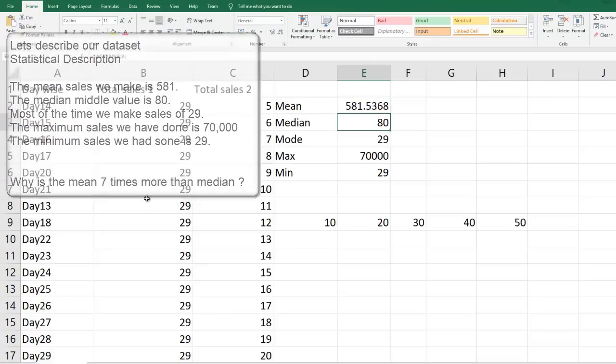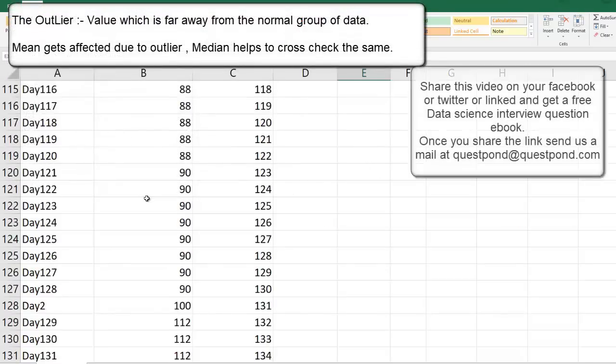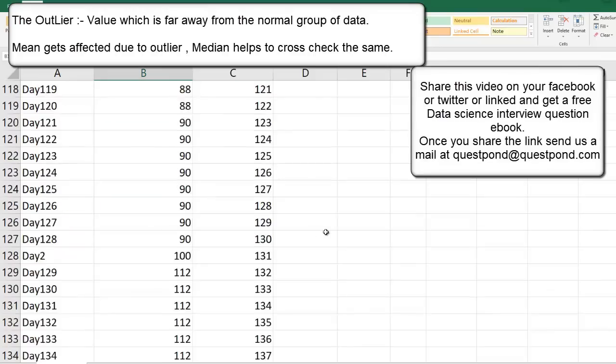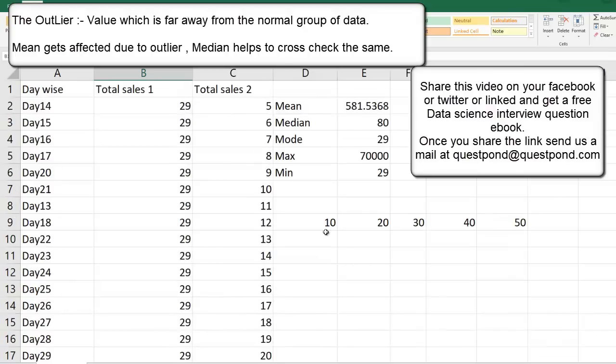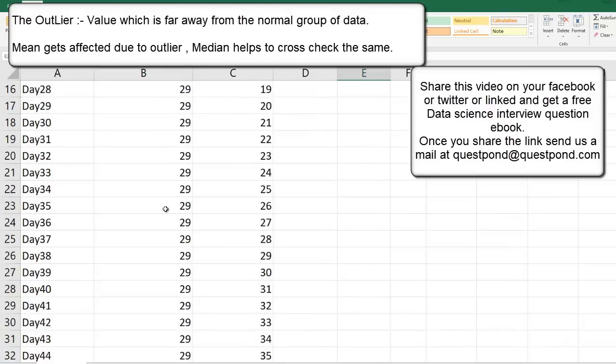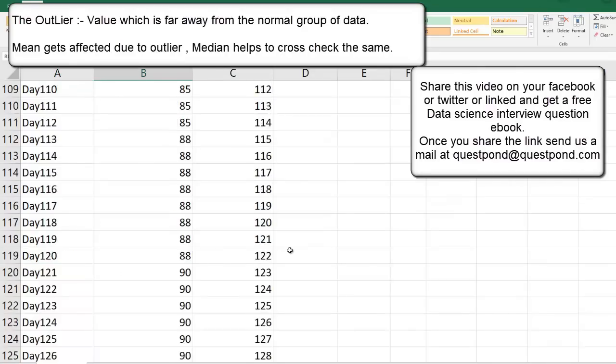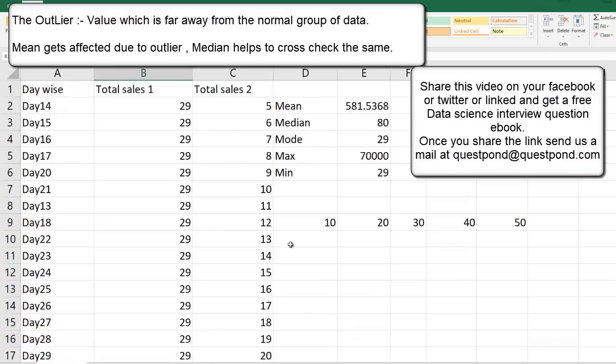Now, if you see in this data set, purposely at the end, I have included a bulk value, 70,000. Because of this, the whole average is looking very bad, right? So you can see in this data set there is one value which is absurd, outside the range. On that day there was a bulk sale by some corporation, so the sales jumped up, and because of this one single value, the whole average is looking very different. That's why only looking at the mean can sometimes be very dangerous, right?